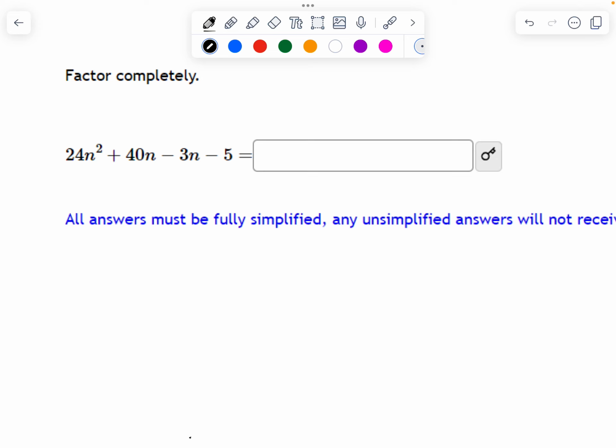Now you'll notice, I'm just going to put this straight out there. You'll notice that these two terms combine. Don't combine them. If you want to factor this, your goal is to put it into four terms anyways. This is going to be factoring by grouping.